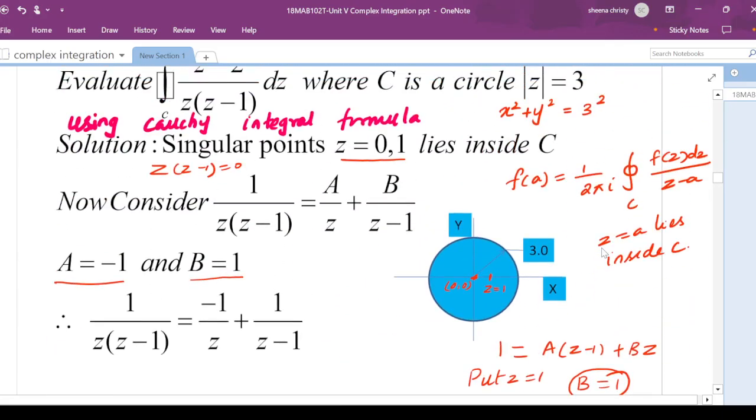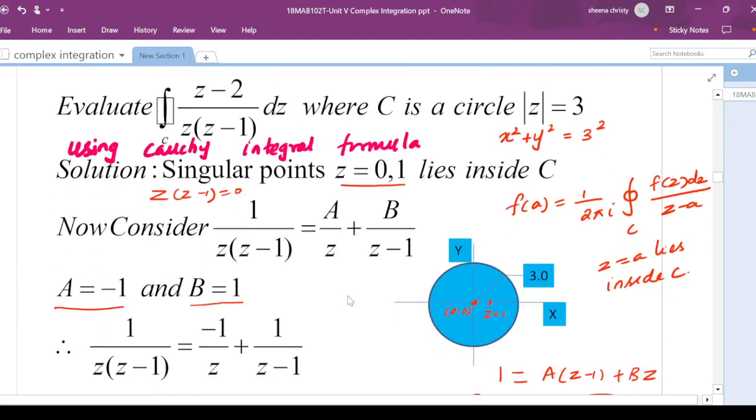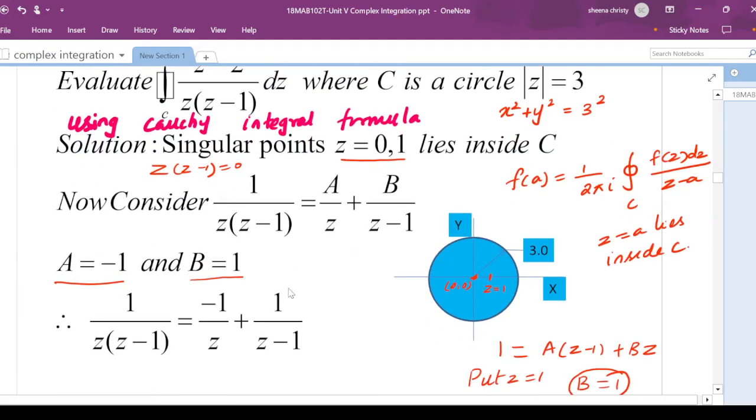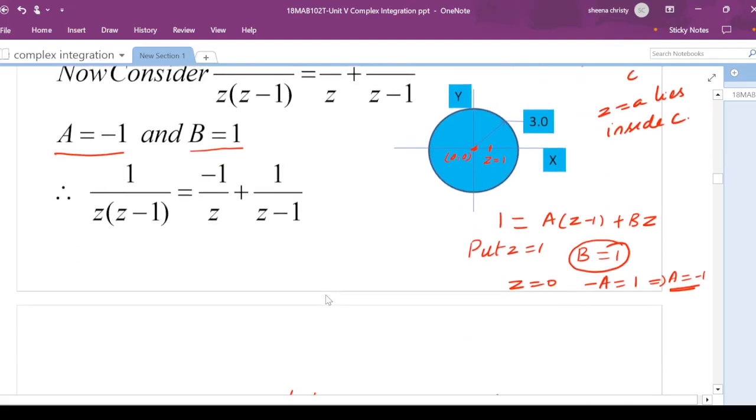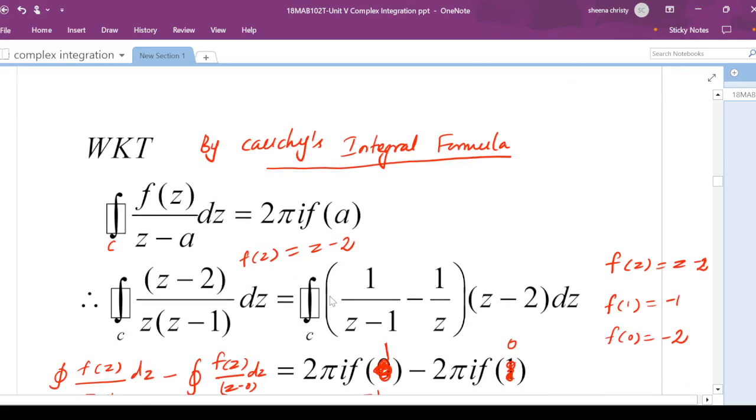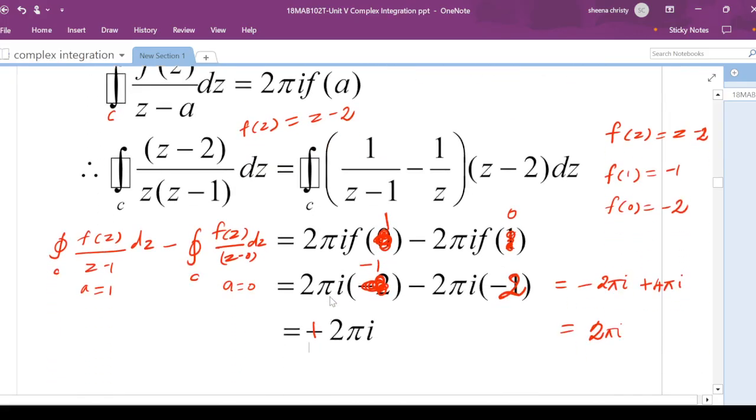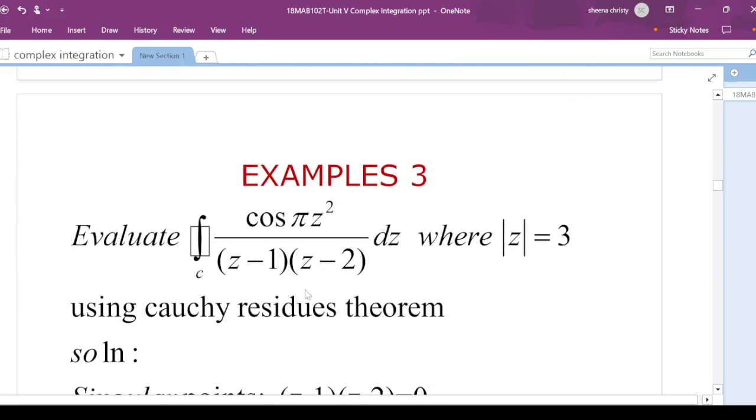Hope you understood, I think. Here, you are having 2 points lying inside the contour C. So first you separate it by the partial fraction method, and then you have to apply Cauchy's integral formula. Now we'll go on to the next problem.